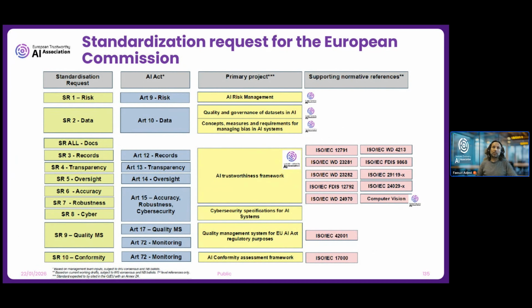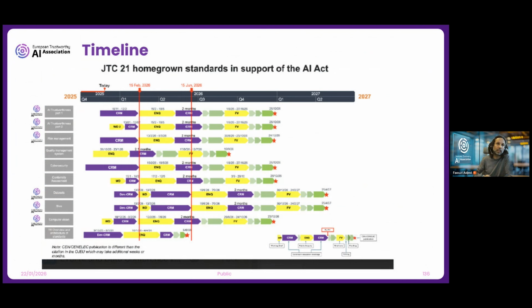Then the association, the European Trustworthy Association, is contributing to several important standards. As we did in the logo of the association, we are in AI risk management, quality and governance of datasets, and bias. We are in the AI trustworthy framework, and of course computer vision, and on the other side the supporting normative references standards.